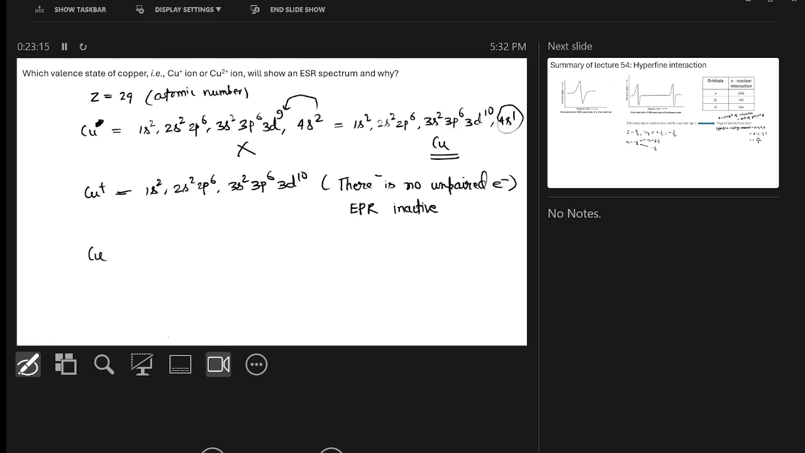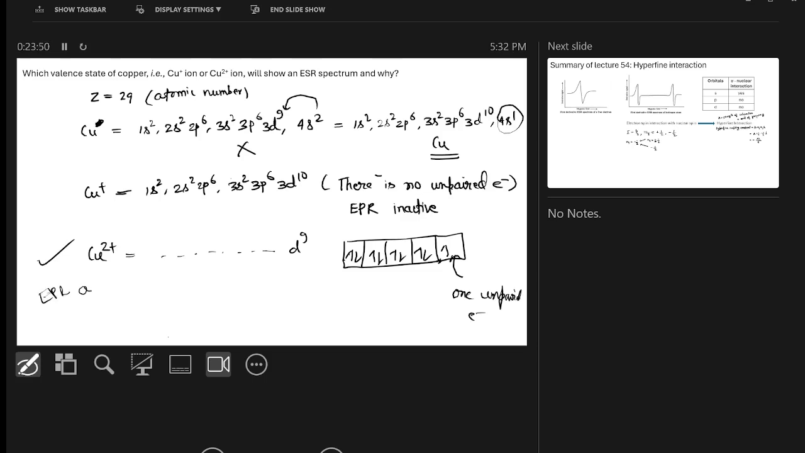Similarly, if you write the electronic configuration for Cu2+, you will have a d9 system. D9 means if you draw the box configuration, five orbitals, you will have one unpaired electron here. You see, one unpaired electron. So this will be your EPR active.